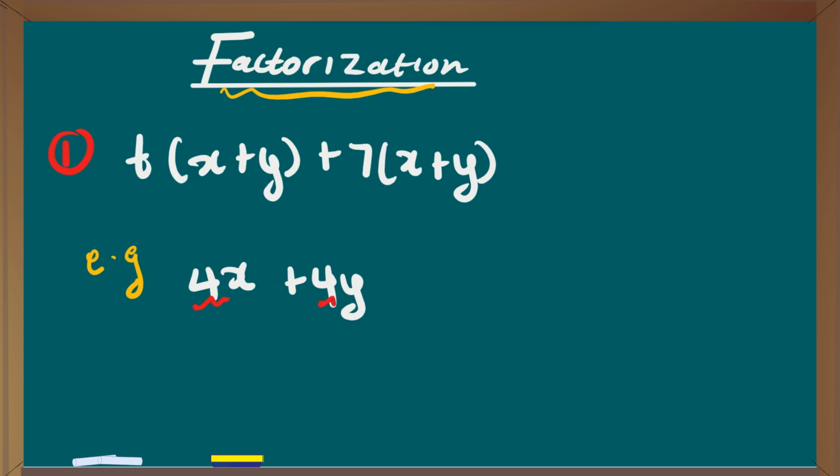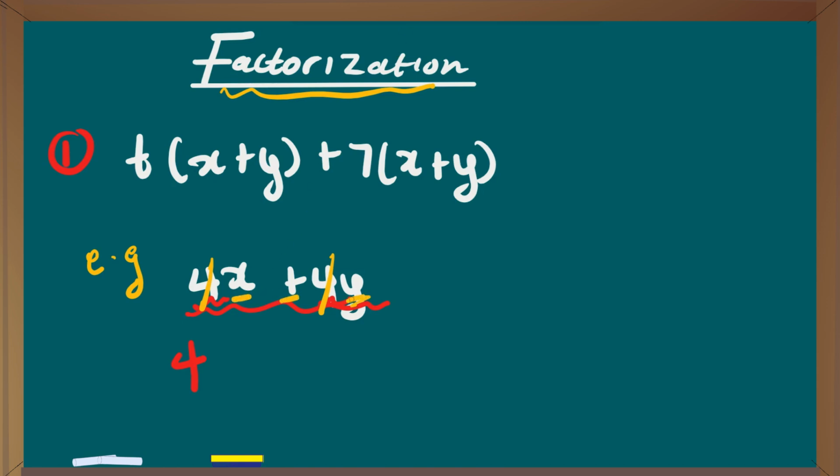We have 4, we have 4. So 4 is our common factor. And if out of this whole expression we cancel 4, what is it that we'll be left with? We are left with x plus y.